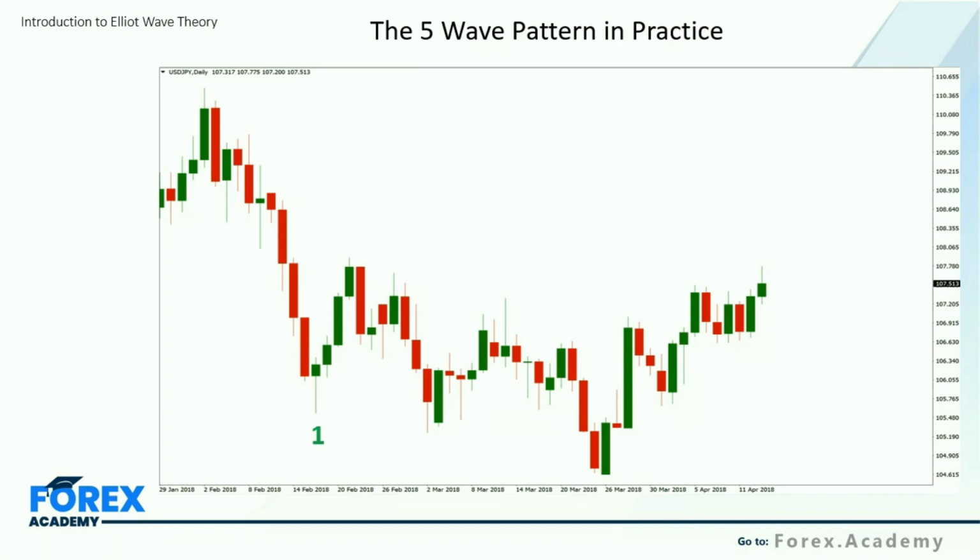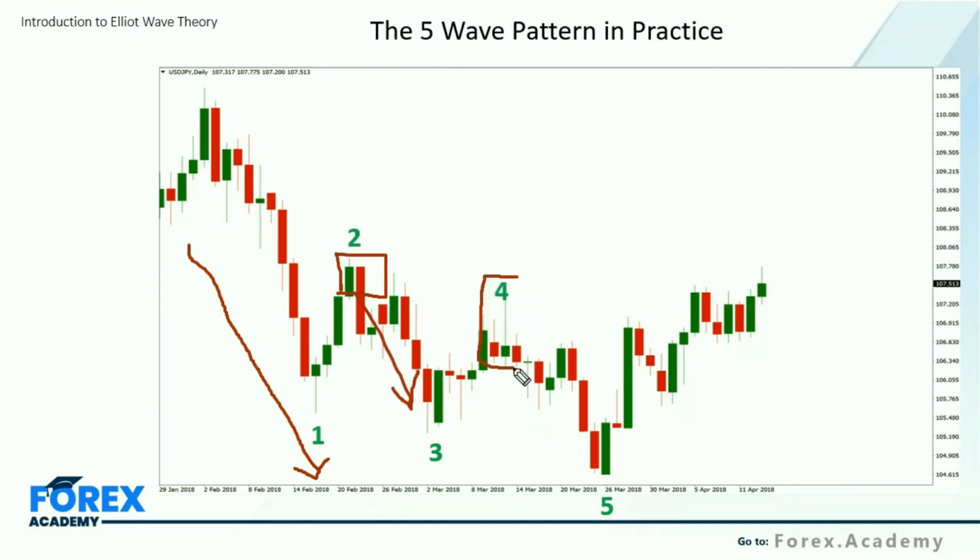So we create our first wave, we get a pullback, a corrective pullback at point number 2. The market then moves lower at 3, pulls back to 4, and creates a low this time. Whereas before we were looking for a trending market to push higher, now we're looking for a trending market to push lower. So in this example, we'd be looking for opportunities to sell at 2 and 4.